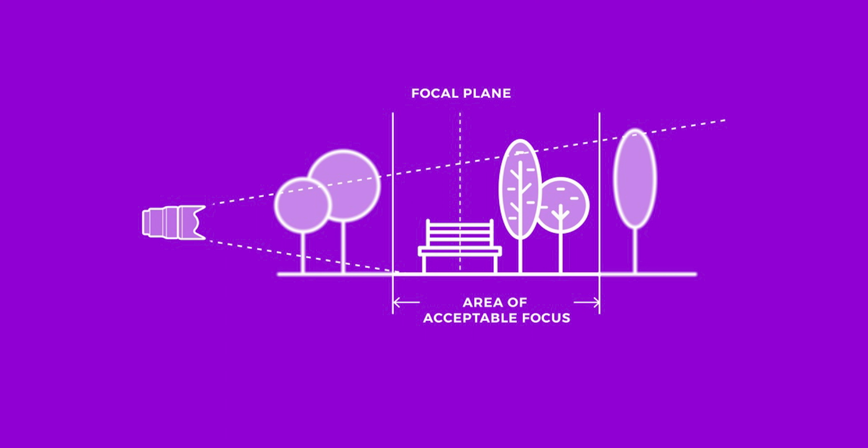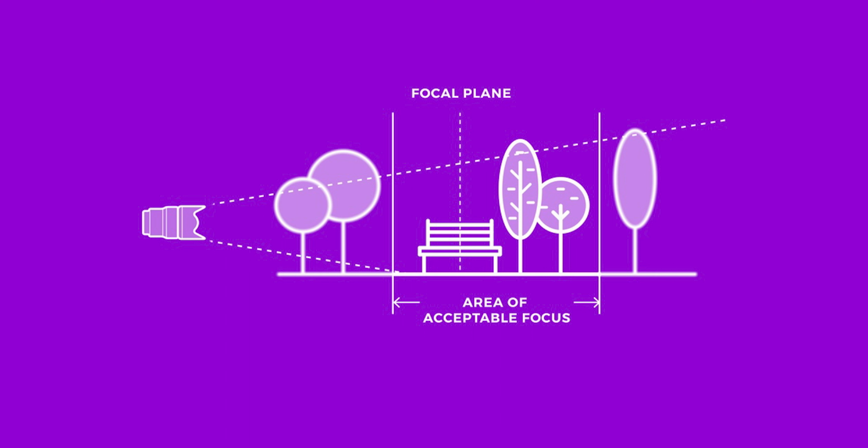On the left, you see a diagram of a lens, and the dotted lines stretching out from the lens are a representation of the camera's field of view, or in other words, everything that would be captured onto the camera sensor. Next, you see two solid vertical lines with the label beneath that says area of acceptable focus. The area of acceptable focus in this case is usually what is referred to as your depth of field. The larger your aperture is, the shallower your depth of field, and the smaller your aperture is, the larger your depth of field. In the middle of the bench, you can see another vertical dotted line. Above it is the label for focal plane.